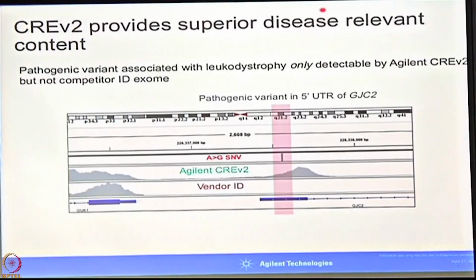For example, this is the leukodystrophy, right? And this pathogenic variant is in the GJC2 gene. Because this is a GC-rich region, if you compare with the other vendor, you don't see any coverage. There is no coverage for this gene. And if you see the clinical exome panel, we covered this part also, to be able to detect the 5' UTR variants with this disease.